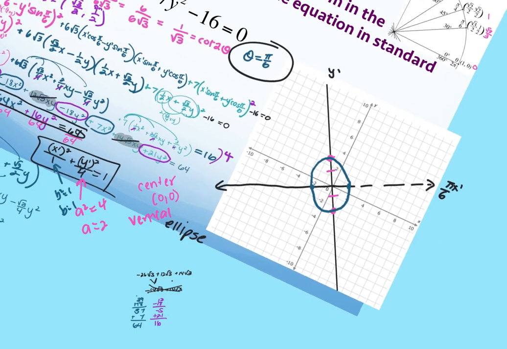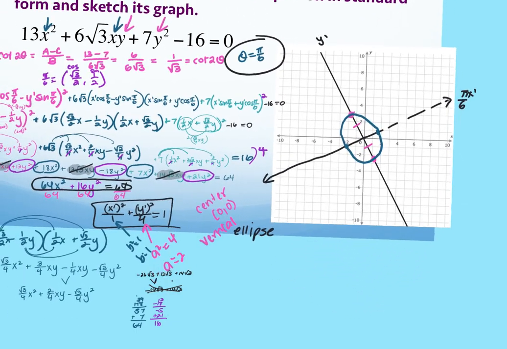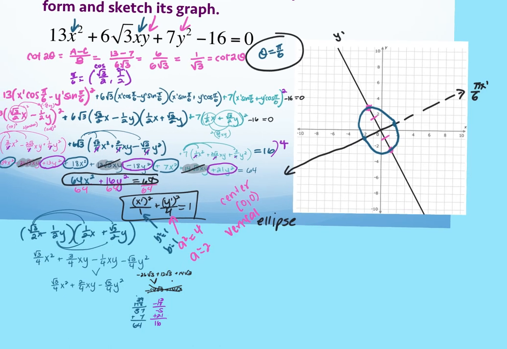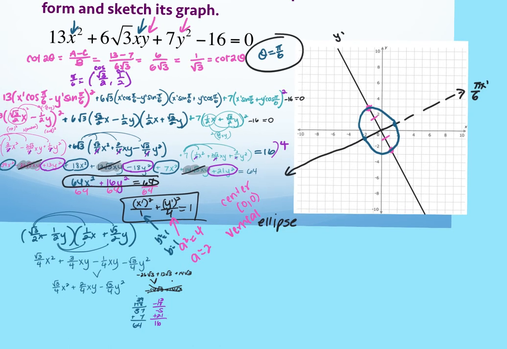It's not possible. What? Because the A squared is the bigger number.